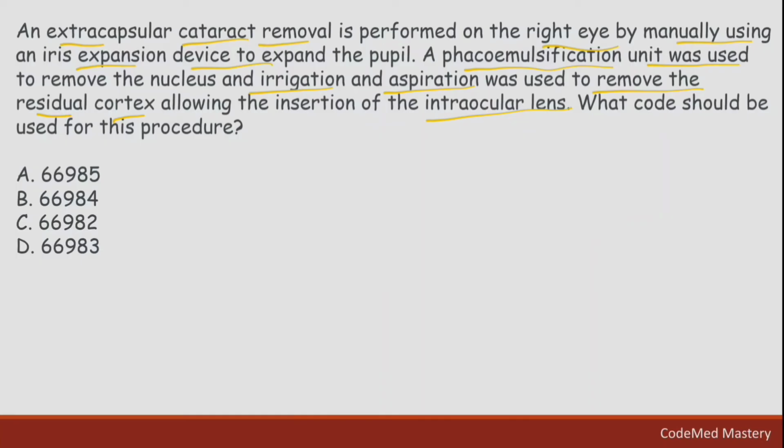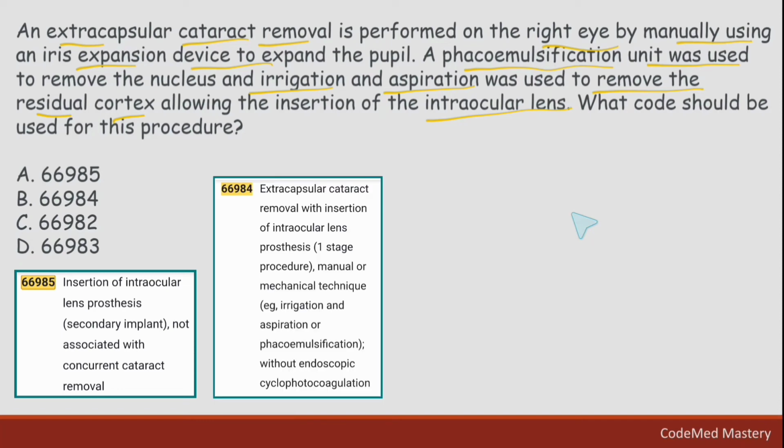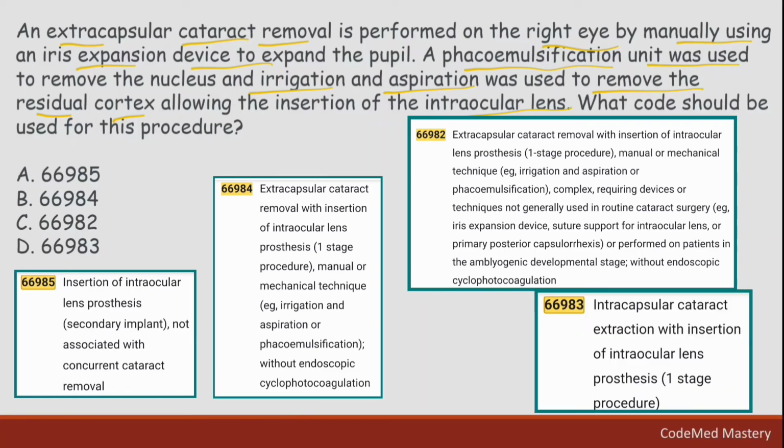Check option A 66985, that is for insertion of intraocular lens prosthesis not associated with concurrent cataract removal. Check option B 66984, that is for extracapsular cataract removal with insertion of intraocular lens prosthesis, manual or mechanical technique without endoscopic cyclophotocoagulation. Check option C 66982, that is for extracapsular cataract removal with insertion of intraocular lens prosthesis, manual or mechanical technique. And check option D 66983, that is for intracapsular cataract extraction with insertion of intraocular lens prosthesis. So can you think of the right answer?